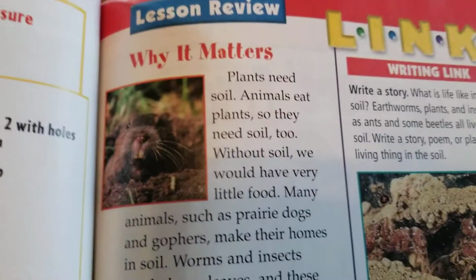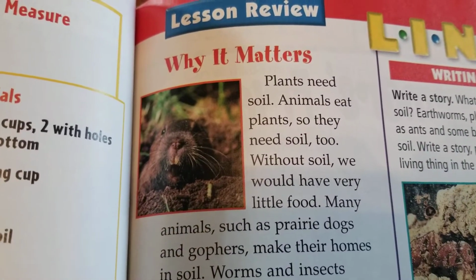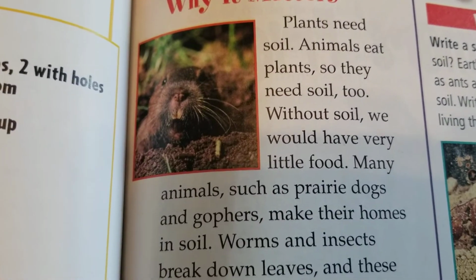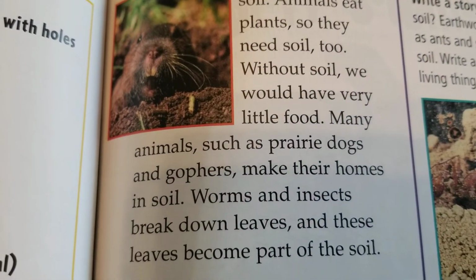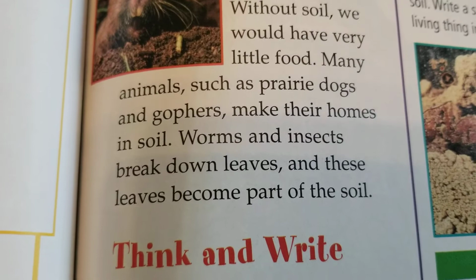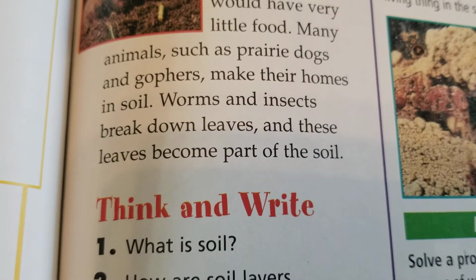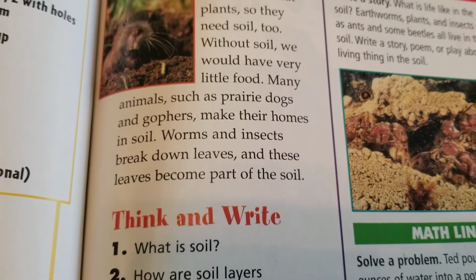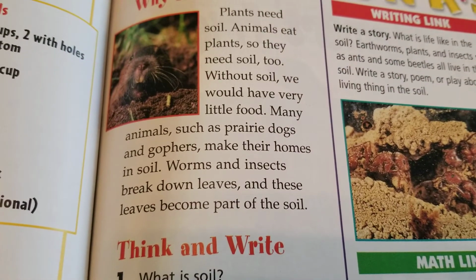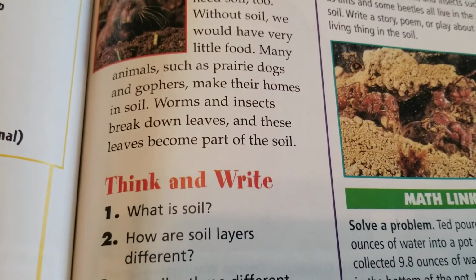Why it matters. Plants need soil. Animals eat plants, so they need soil too. Without soil, we would have very little food. Many animals, such as prairie dogs and gophers, make their homes in soil. Worms and insects break down leaves, and these leaves become part of the soil.